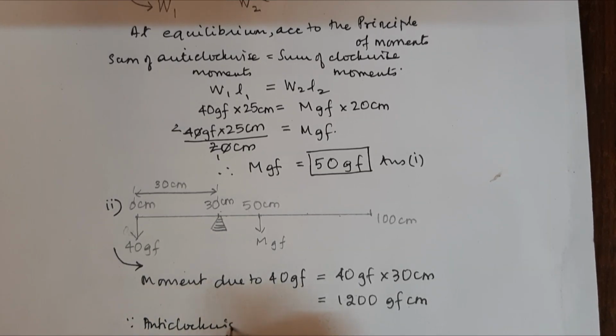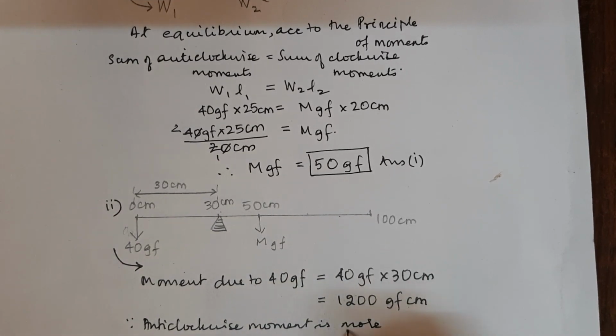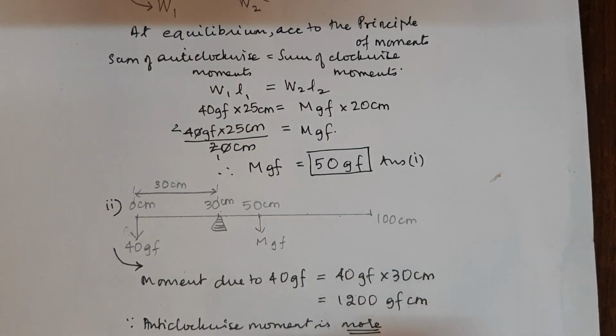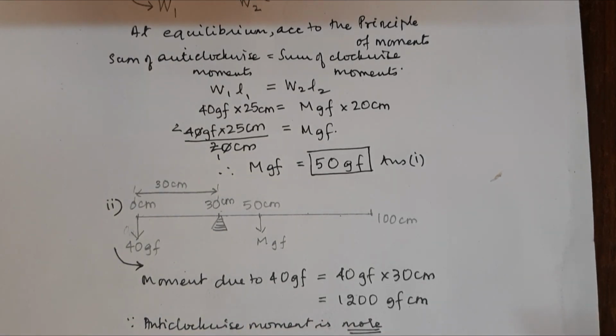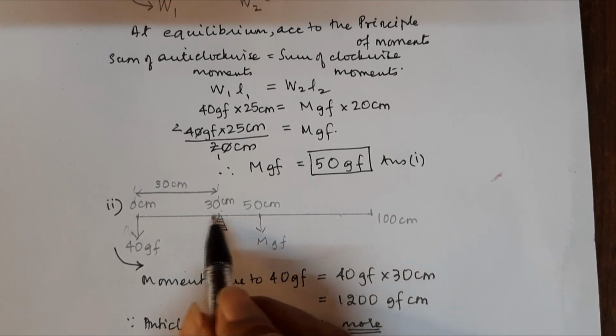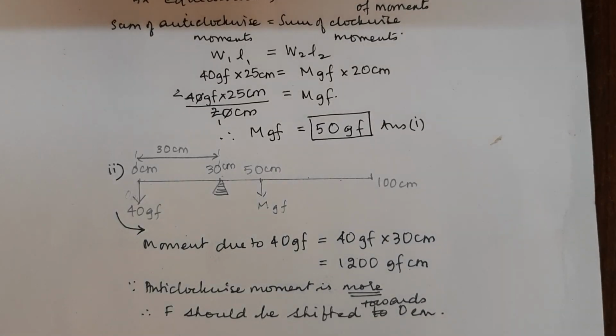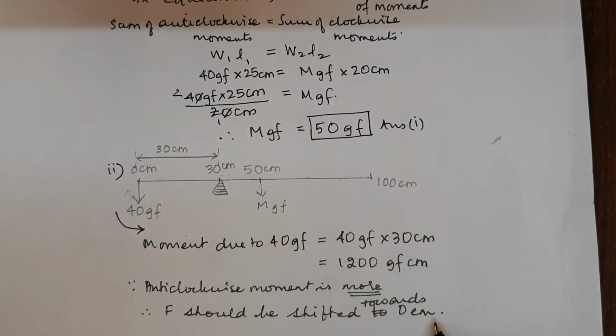anti-clockwise moment is more, because from 1000 it has become 1200 GF centimeter, and therefore to increase the clockwise moment we will have to increase this distance, and so F should be shifted towards 0 centimeter mark, and that is our answer 2.